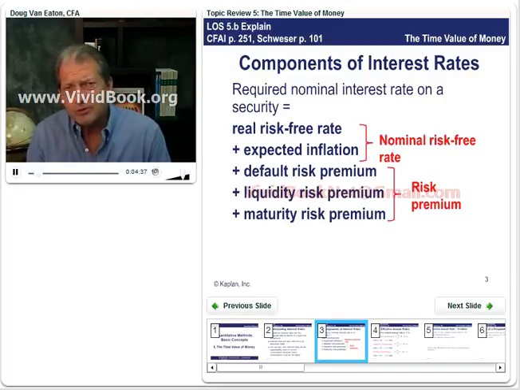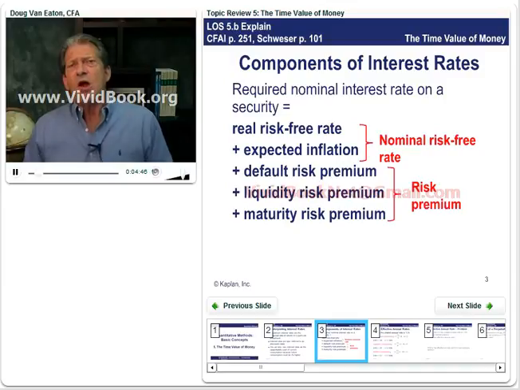Now, for corporate securities, bank loans, things like this, we're going to add a premium to that for risk, the risk premium. And the components of that are going to be a premium for default risk. The probability that the loan, the payments just won't be made or won't be made on time. We also expect a little higher interest rate, a higher required rate of return on investments that are less liquid.